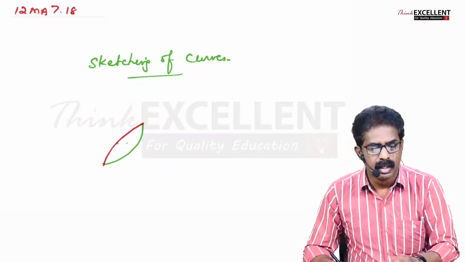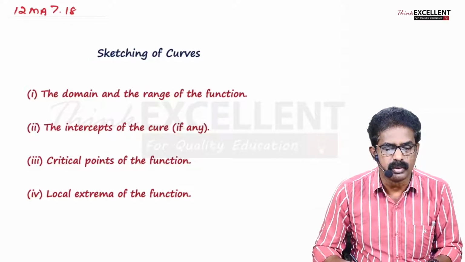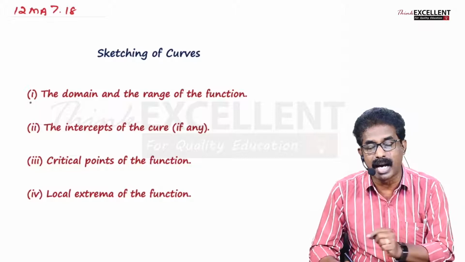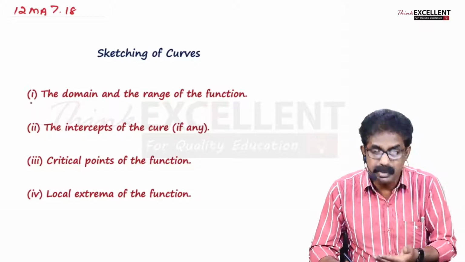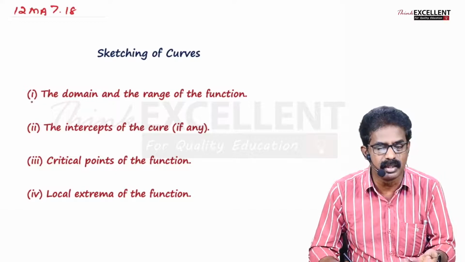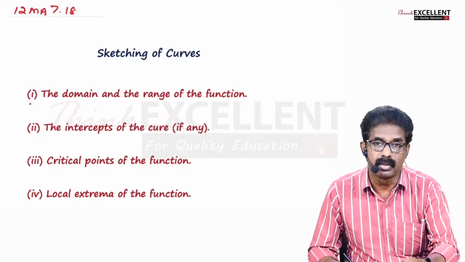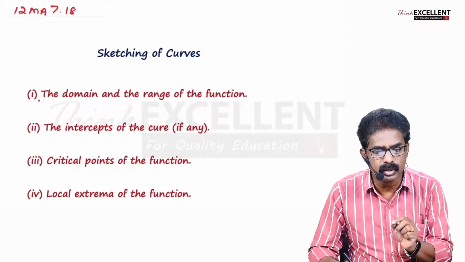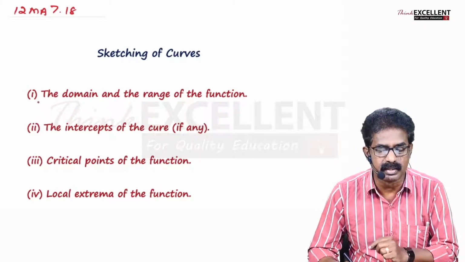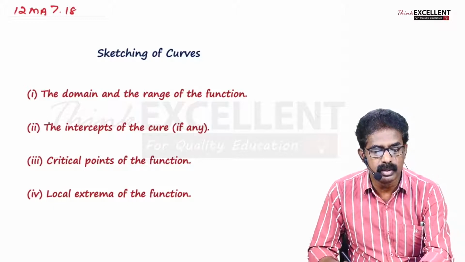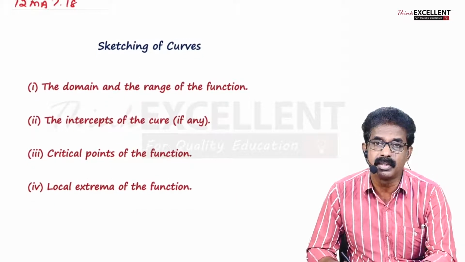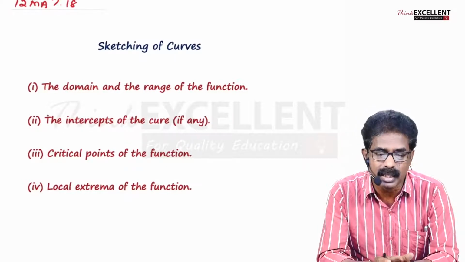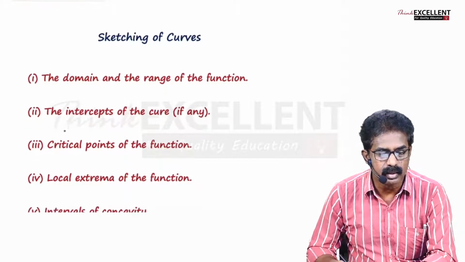And what are the things you have to look into to sketch the graph? Listen, the first one, you have to look into the domain and range. So these steps you remember. Sometimes they can ask us a short note, right? So to sketch the curve, what are the steps involved in that? The first one, you have to look into the domain and range of the function. Second, you have to look into the intercepts. How can you find the intercept? To find x-intercept, you put y equals 0. To find y-intercept, you put x equal 0, right? Then you can find the intercepts.